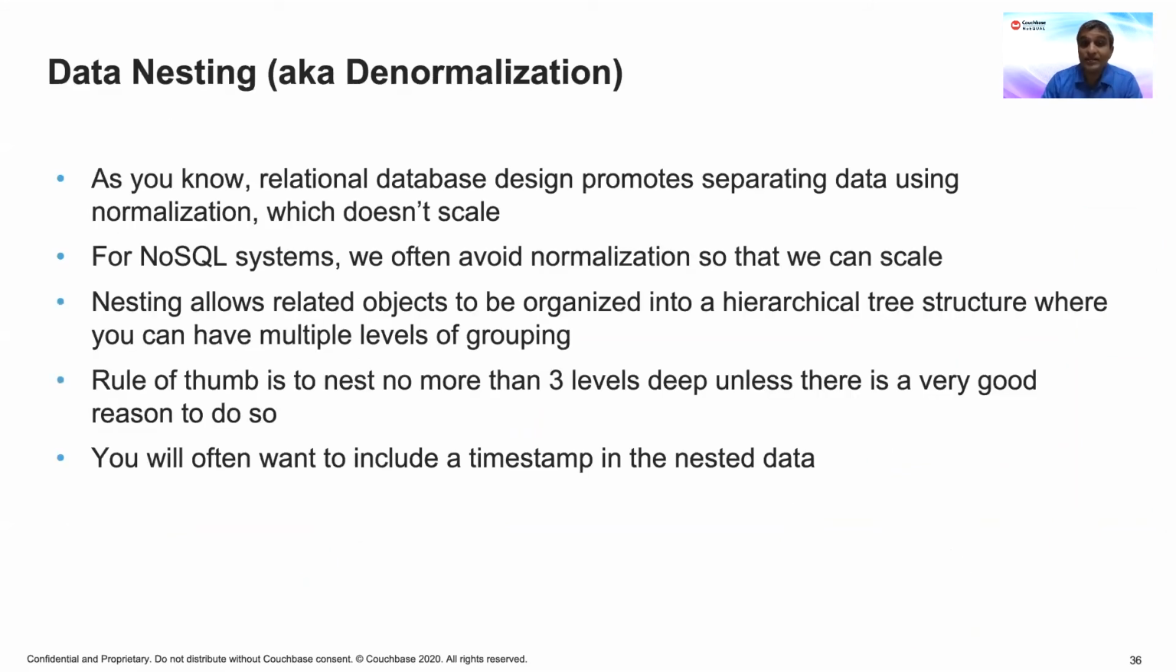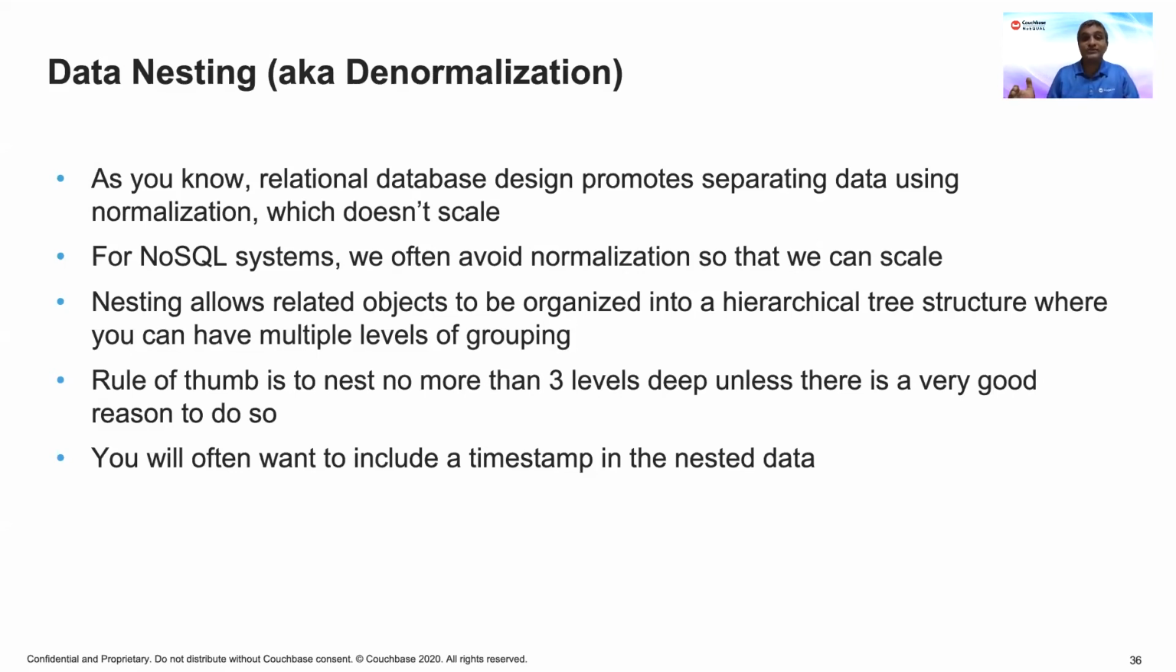As you know, relational database design promotes separating data using normalization, which does not scale, correct? For NoSQL systems, we often avoid normalization, or rather, I won't use the term avoid normalization. Rather, you should say we relax normalization so we can scale, right? You don't want to do more and more joins like what you do in a relational database. Rather, you want to avoid joins. You want to relax the joins so that you can scale. Correct? So how do you do that?